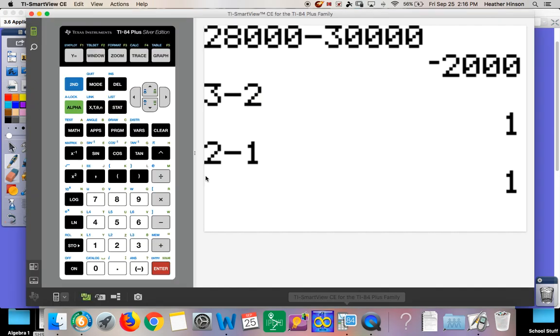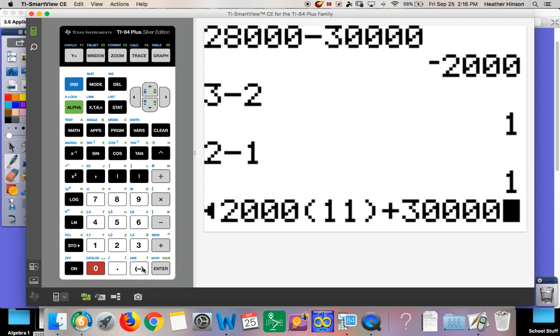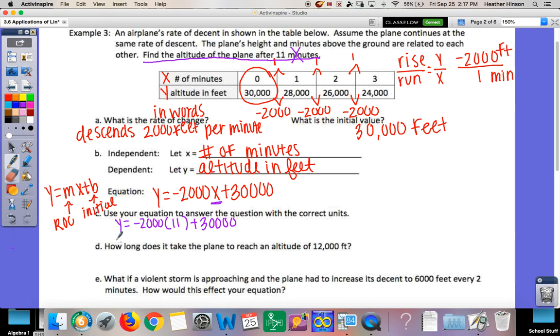And we just plug it in. Negative 2,000 times 11 minutes plus 30,000. Don't drop any of those zeros. I know it's a lot of zeros and we tend to forget some of them. Make sure you get them all in the calculator. And we get 8,000. Write it with correct units. What is y equals? Y equals is your altitude in feet. So this is 8,000 feet.